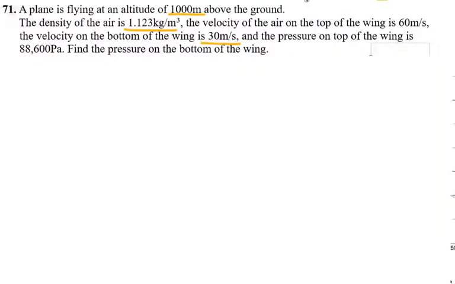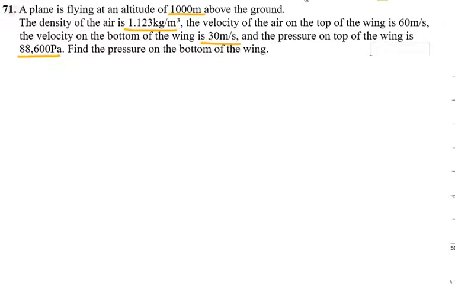I only have a few questions for you to solve in this area. So let's look. An airplane is flying at an altitude of 1,000 meters above the ground. The density of the air is 1.123 kilograms per meter cubed, and the velocity of the air on the top of the wing is 60 meters per second, and the velocity on the bottom of the wing is 30 meters per second. And the pressure on the top of the wing is given. We'll find the pressure on the bottom of the wing.